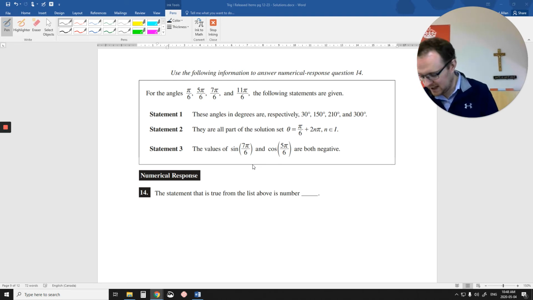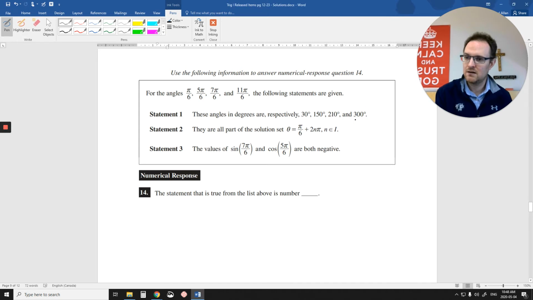It is a 30. Pi over 6 is 30 degrees. Yeah. So they're all going to be within that 30-degree reference angle. So I can see that 5 times 180 divided by 6 is 150. 7 times 180 divided by 6 is 210. But 11 times 180 divided by 6 is 330. So statement 1 is incorrect because this angle is 330 degrees.